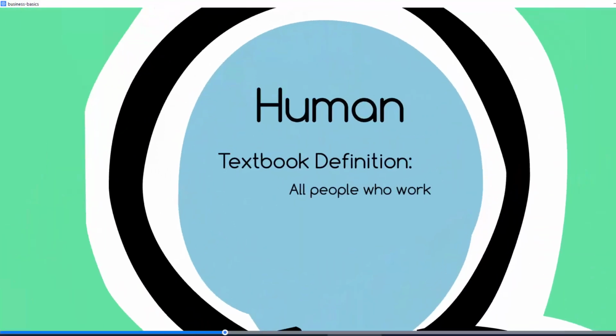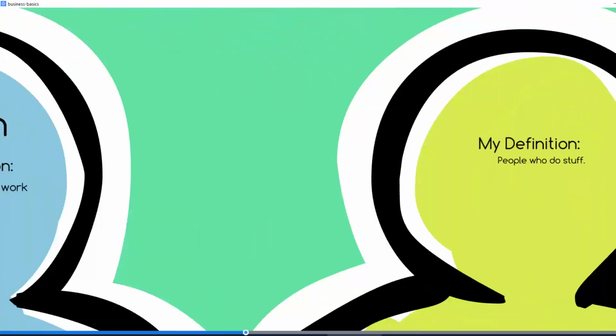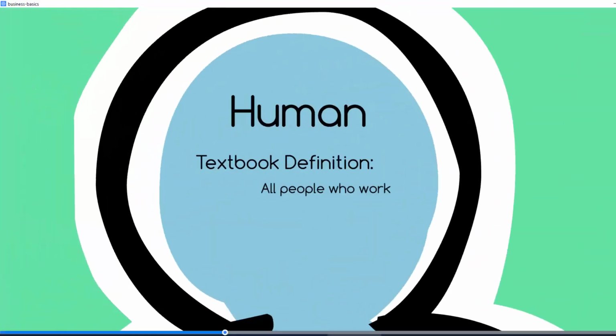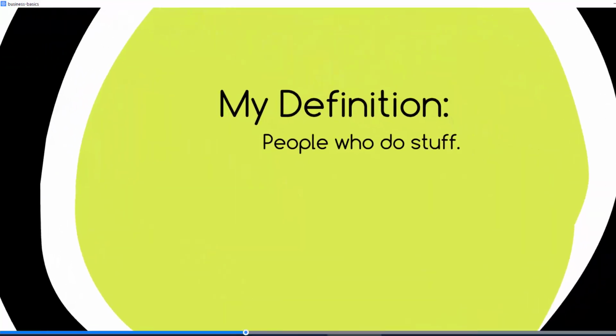Okay, the second one is human resources. This is all people who work. If people are not working, they're not part of our human resources. That doesn't mean they're not humans, but they are not a resource because they are not providing a resource for our economy, okay? So like little kids are humans, but they are not human resources. We shouldn't be using them as human labor to do stuff for us, right? Because they're still kids. So the definition is people who do stuff, okay?